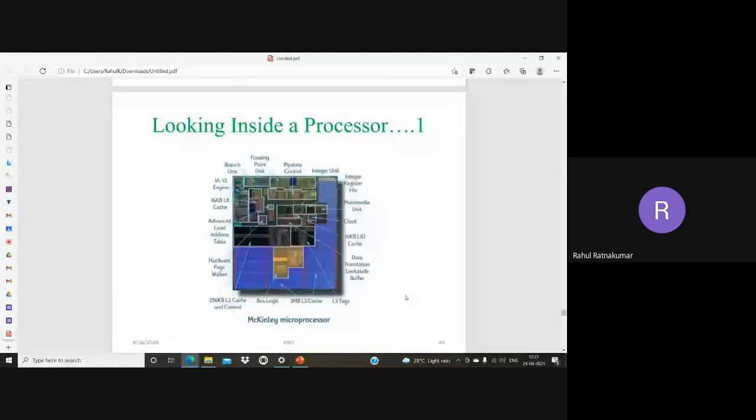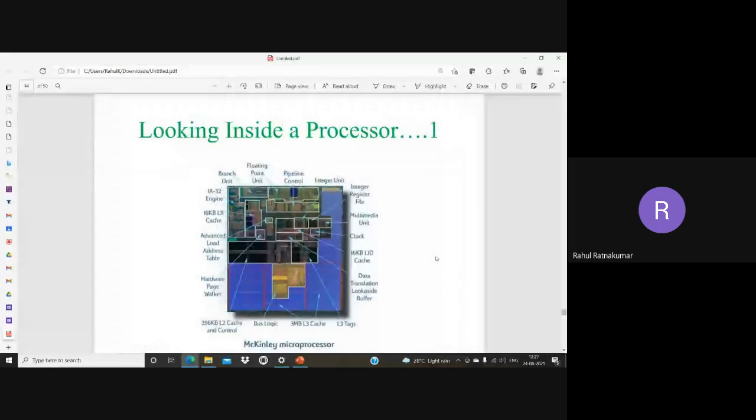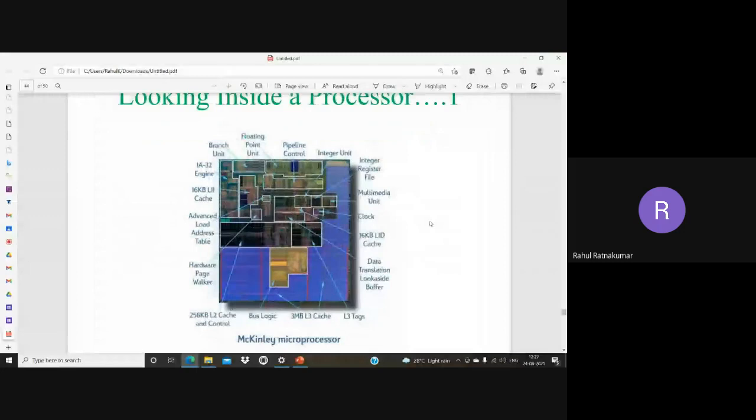So this is a typical look inside a processor. You can see different units like floating point unit. So this is the blue thing. I think the blue means the memory, cache memory. And inside, yeah, there are different units. It's not visible, but this is the view of what the hardware structures are inside a typical processor. We have floating point unit, pipeline control unit, integer unit, integer register files, multimedia unit, clock unit, caches, data translation buffers, hardware page walk. So a lot of things.